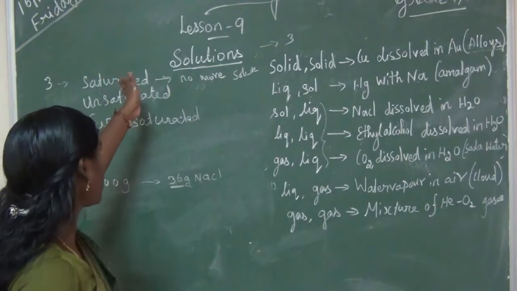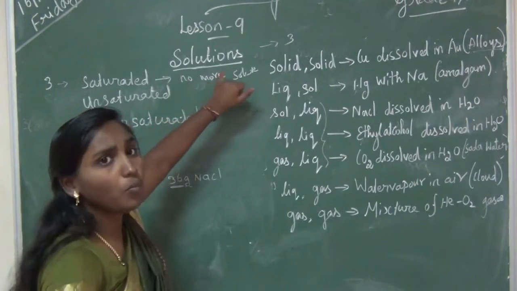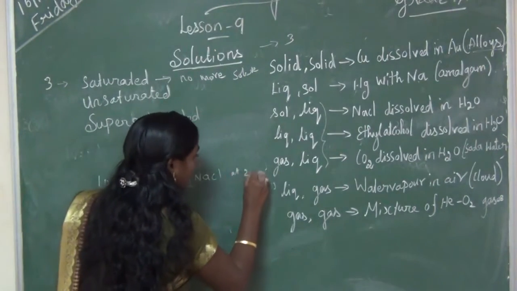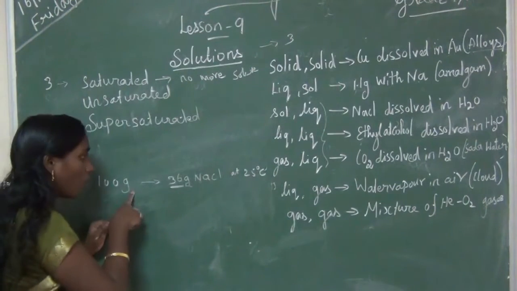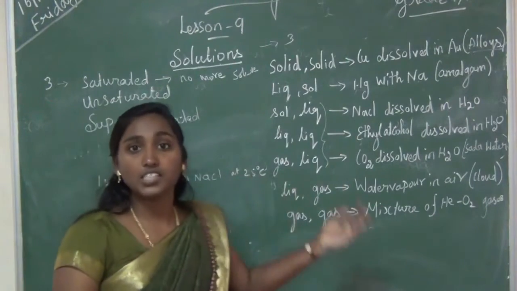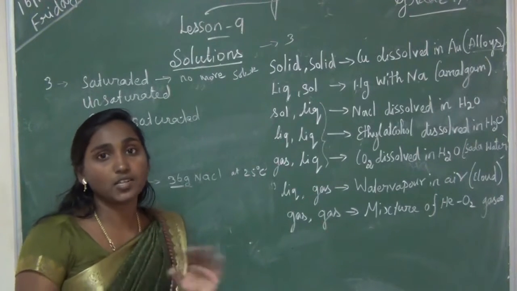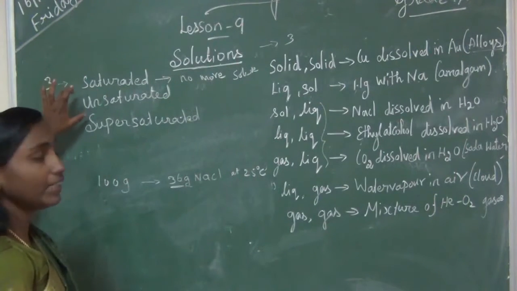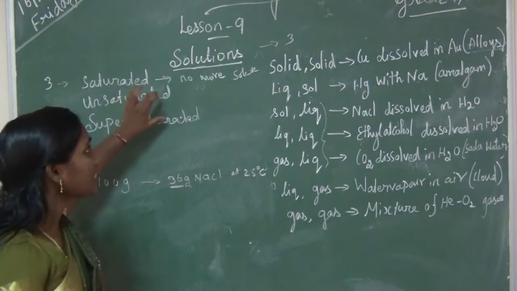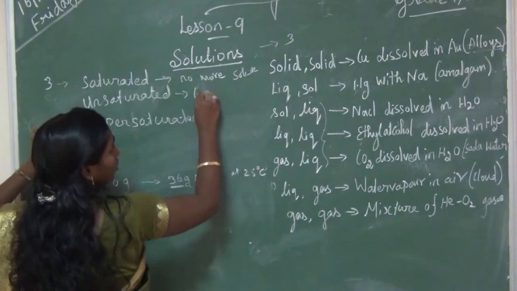So what is saturated solution? A saturated solution is a solution in which no more solute can dissolve at a given temperature. At 25 degrees Celsius, 100 gram of water can dissolve 36 gram of sodium chloride. Further addition of sodium chloride will settle at the bottom of the beaker. It does not dissolve. That is saturated. Clear?